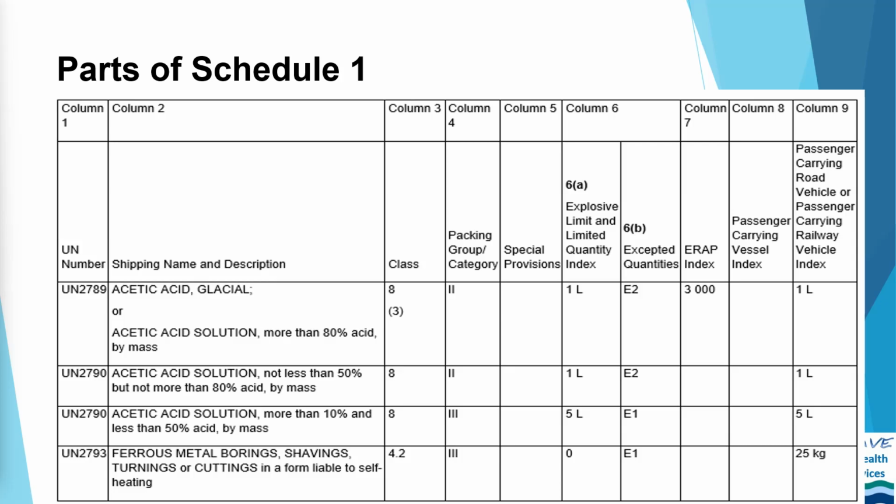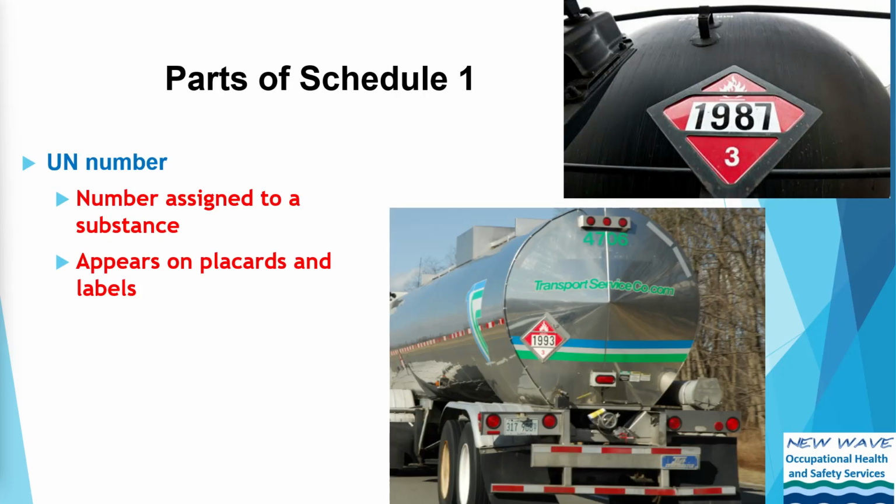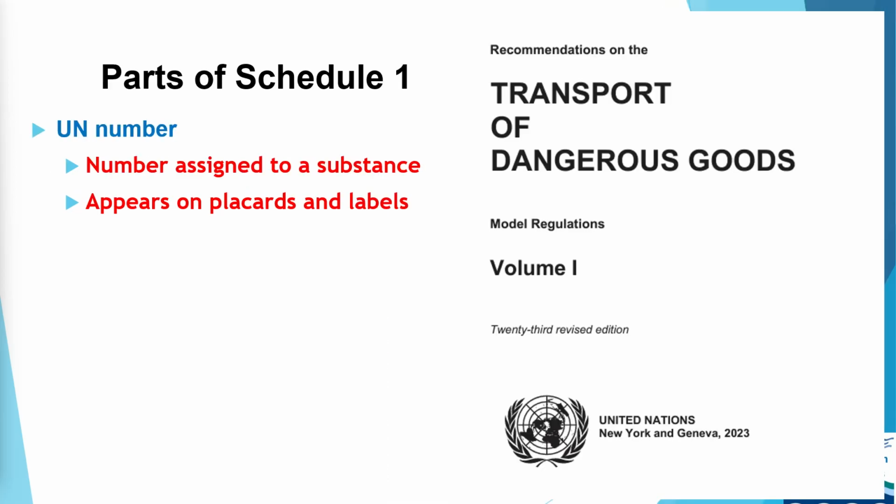Now that you know how to find something in Schedule 1, I want to discuss what information you can get from there. The first column is the UN number. This is the number we are all familiar with, seeing it on tanker trucks and other vehicles. As the name suggests, it is assigned by the United Nations, specifically in their model regulations.